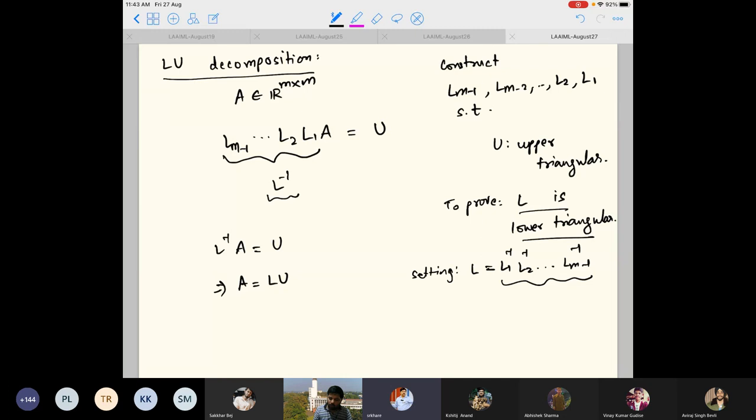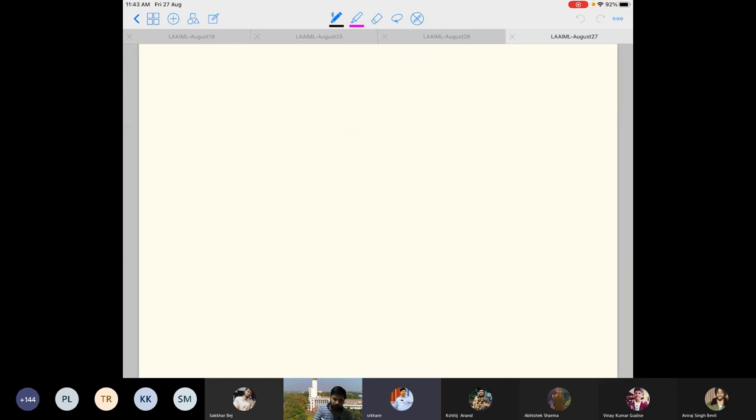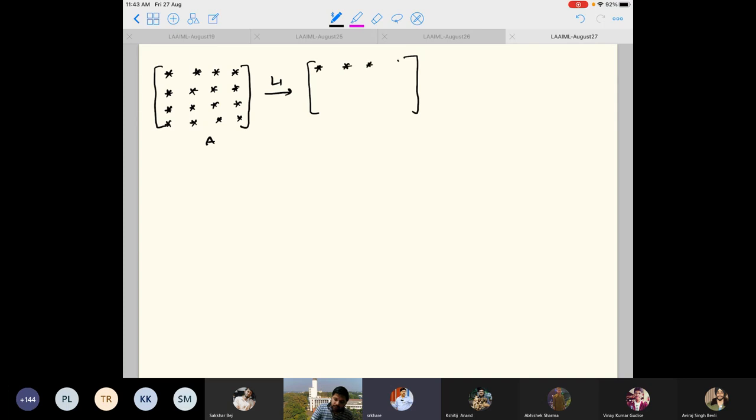So what is really going to happen? You can see pictorially. Suppose I am looking at a 4x4 matrix. I am just representing these entries like this. So this is the given matrix A that I have. To this matrix A, I multiply by a matrix L1. And after multiplying by this matrix L1, what I am expecting to get is this.